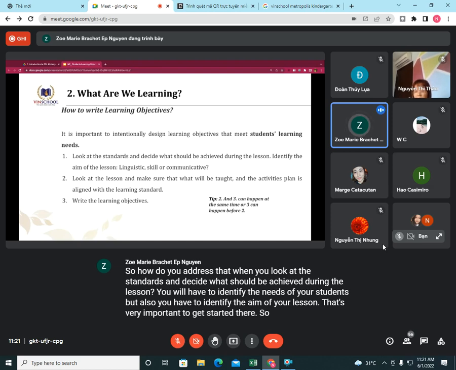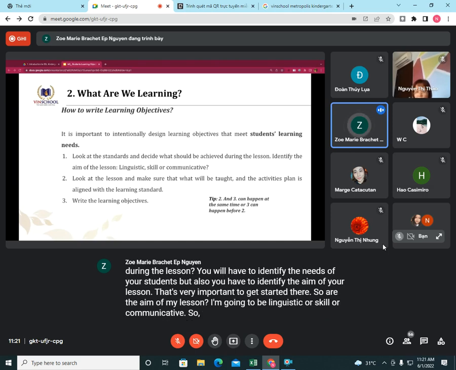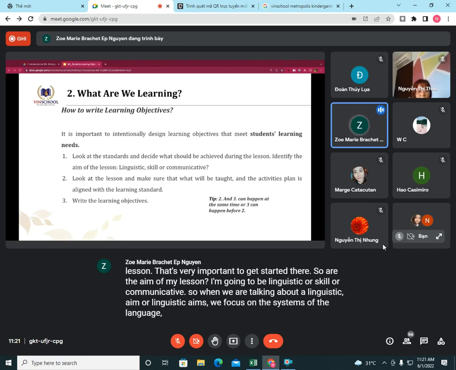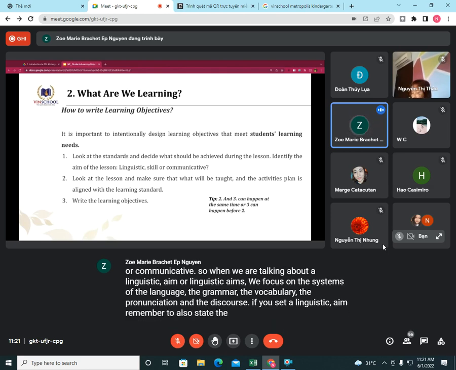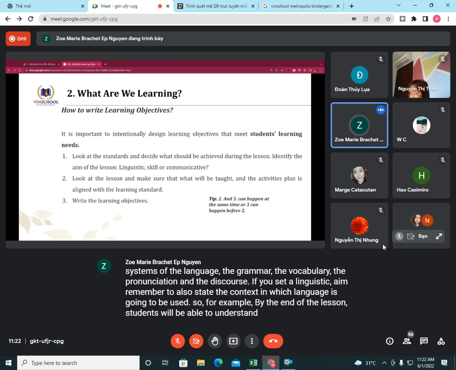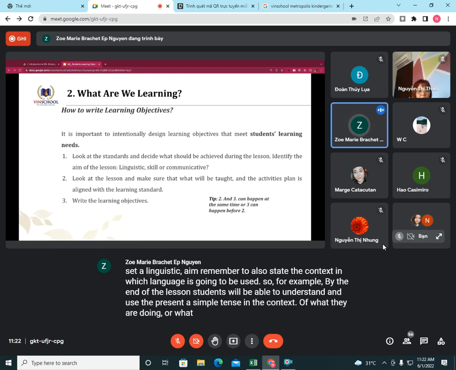So is the aim of my lesson going to be linguistic, or skill, or communicative? When we are talking about linguistic aims, we focus on the systems of the language: the grammar, the vocabulary, the pronunciation, and the discourse. If you set a linguistic aim, remember to also state the context in which language is going to be used. So for example, by the end of the lesson, students will be able to understand and use the present simple tense in the context of what they are doing or what they were doing, okay?